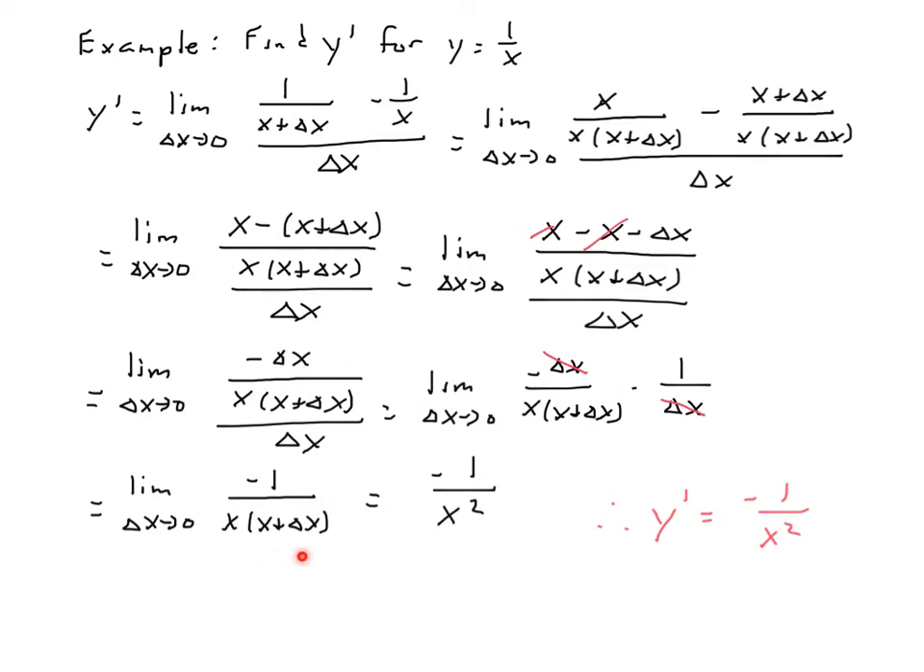As delta x goes to 0, this piece in the parentheses is just going to be x. And so I'm going to get -1 over x squared, therefore I can say y prime is equal to -1 over x to the second power.